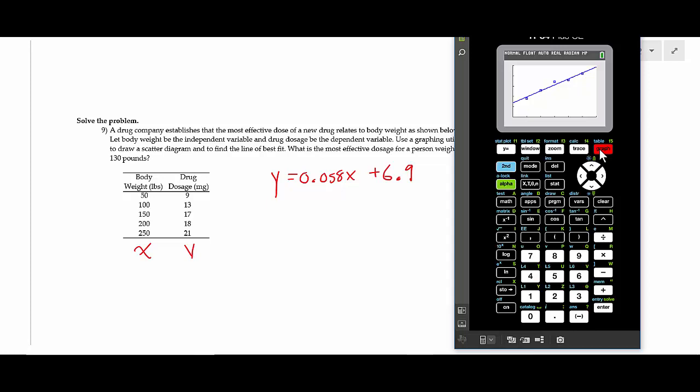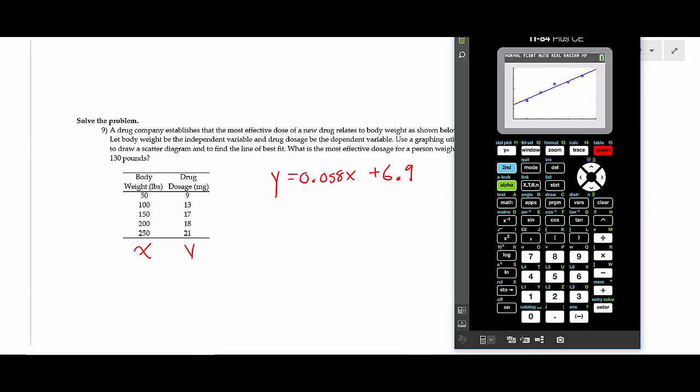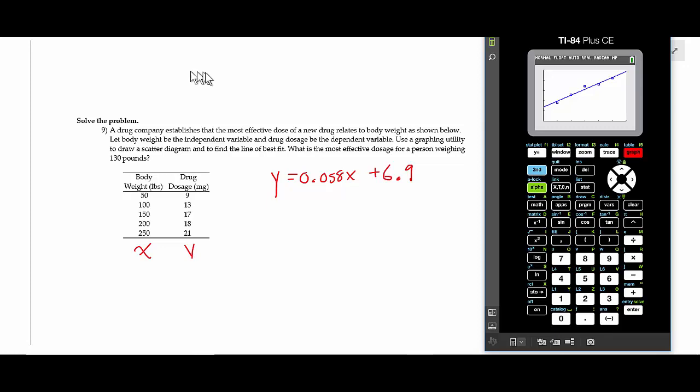Okay. All right. So I don't care that you write a scatter plot on your notes or anything. I'm not going to spend time with that. But the other question it says is, what is the most effective dosage for somebody weighing 130 pounds? So what would you do? You just plug the 130 into your regression equation, right? Okay. So really all you got to do with this thing right here is if it's 130 pounds, you're just going to do y equals 0.058 times 130 plus 6.9.